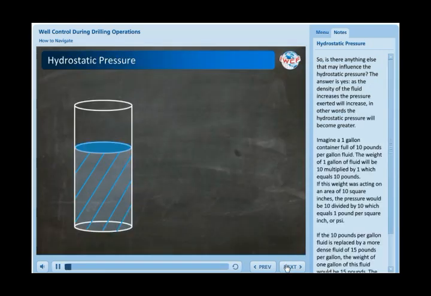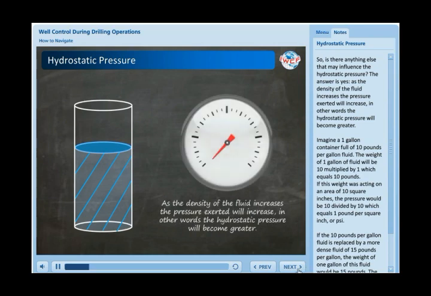So, is there anything else that may influence the hydrostatic pressure? The answer is yes. As the density of the fluid increases, the pressure exerted will increase. In other words, the hydrostatic pressure will become greater.